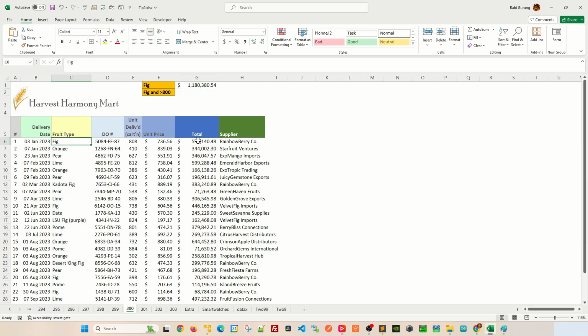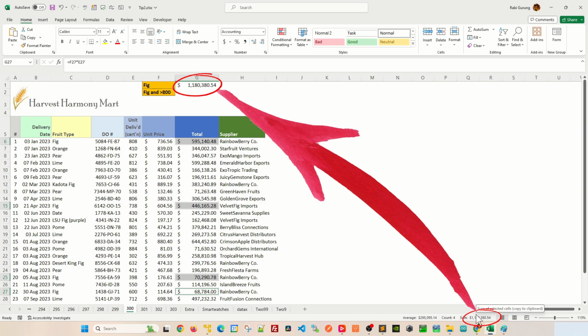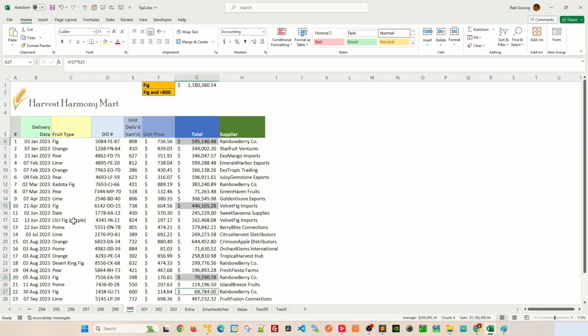Well, if I were to go ahead and highlight all the figs total here like this, as you can see, I get 1.18 million. But one thing to note is that I've got a couple of figs here. You can see LSU fig, purple, Desert King fig. I want to include them as well. How do you do it?